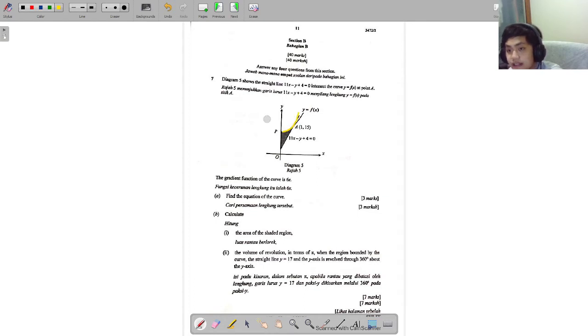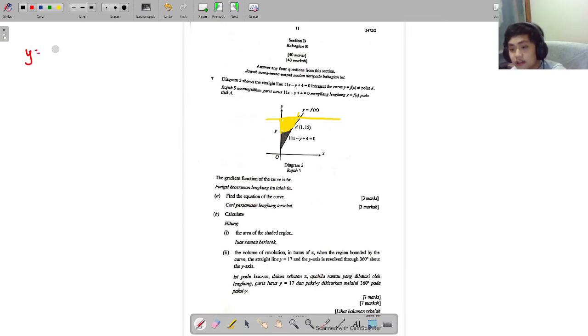Y equals 17 is above A, because A's coordinate is 15, and bounded by the y-axis, which is this. So we are talking about this area here. We are going to revolve this. In order to revolve this, first we need to consider the equation. Let's consider the equation first.